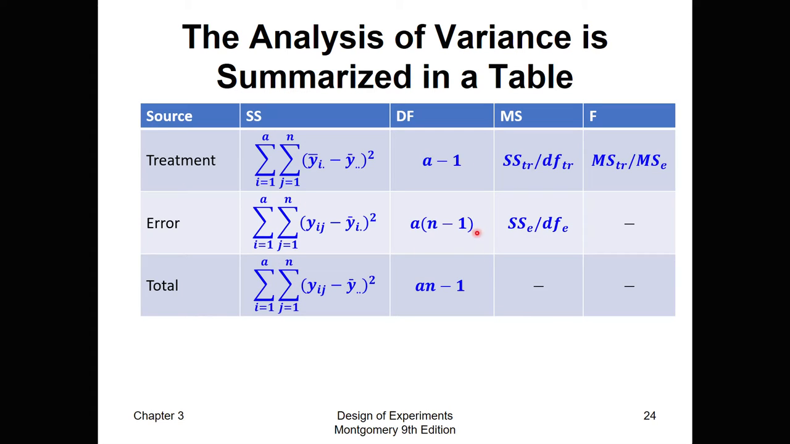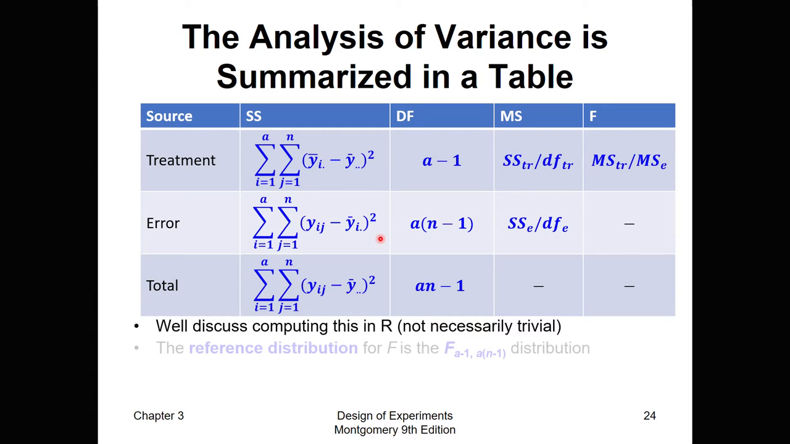The degrees of freedom are what we just saw earlier, and then the mean squares are what we just saw earlier: the sum of squares divided by the degrees of freedom for each of the individual components. So we'll discuss computing this in R, and this isn't necessarily trivial to compute. You sometimes have to use a few tricks to get to this. It's not necessarily straightforward to do.